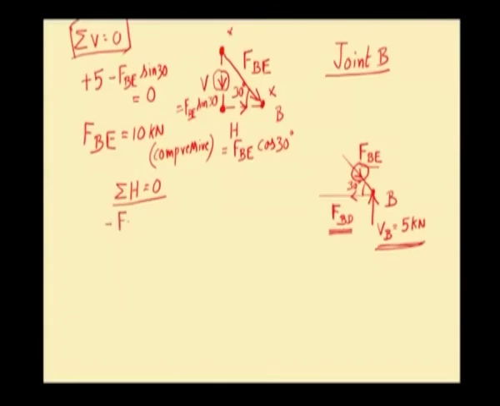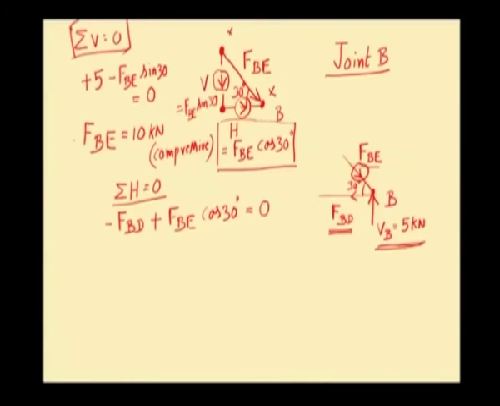So, minus FBD, then horizontal component of FBE. The horizontal component of FBE is FBE into cos of 30 degree. If you see the direction of this particular horizontal component, it moves towards right, and hence we have to put a positive sign. So, plus FBE into cos of 30 degree. This is the algebraic sum of all horizontal forces at joint B. I am equating it to 0.